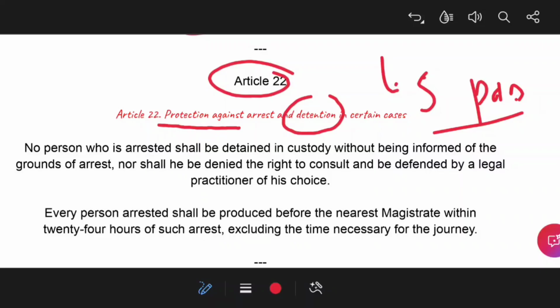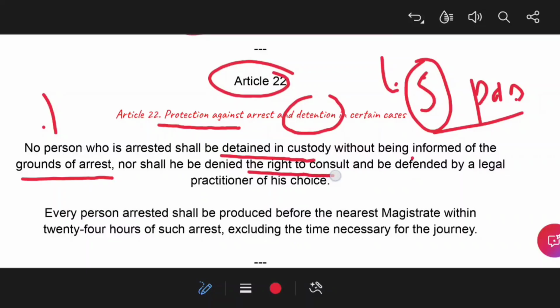Now, if you are arrested under simple laws because you have committed a crime, then you have certain rights, like to hire an advocate and to know what the causes are, why you get arrested. So no person who is arrested shall be detained in custody without being informed of the grounds of arrest, that means on what ground you are arrested. Nor shall he be denied the right to consult, that means the right to hire an advocate and to be defended by a legal practitioner of his choice.